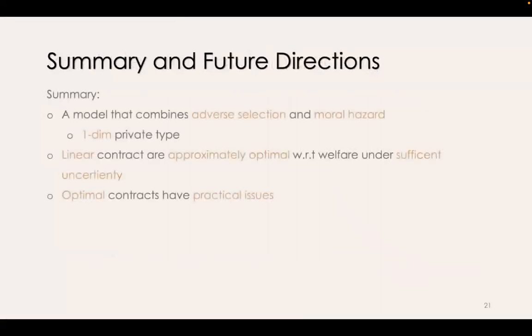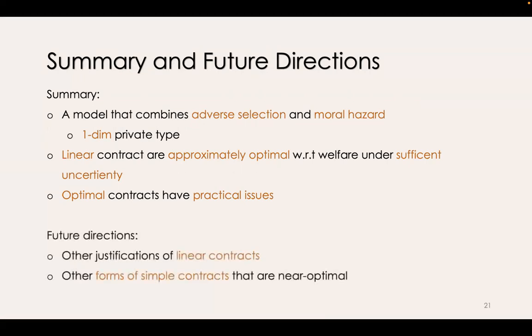So just to wrap up, we have a model that combines adverse selection and moral hazard, where the adverse selection component is single dimensional. In this model, we have seen that linear contracts are good under sufficient uncertainty, captured by our small tail assumption, which complements the max-min justification of linear contracts. This is nice considering that optimal contracts have multiple issues in practice. And in the paper, we also consider the benchmark of revenue and give refined approximation results by moving to the virtual cost space, similar to the virtual value space in mechanism design.